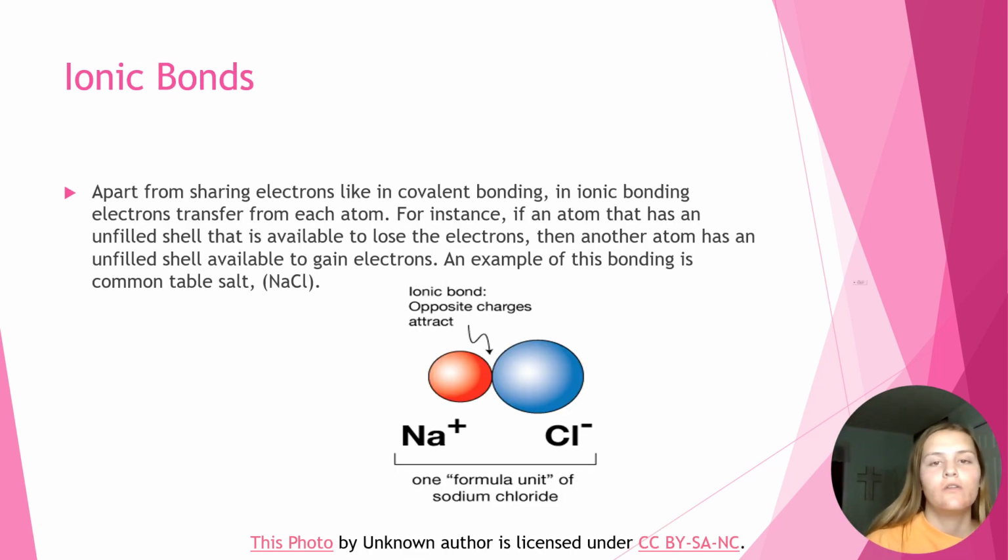Okay, so another bonding would be your ionic bonds. Apart from sharing electrons like in covalent bonding, in ionic bonding, electrons transfer from one atom to another. For instance, if an atom has an unfilled shell that is available to lose electrons, then another atom has an unfilled shell available to gain the electrons. So they have a relationship there.